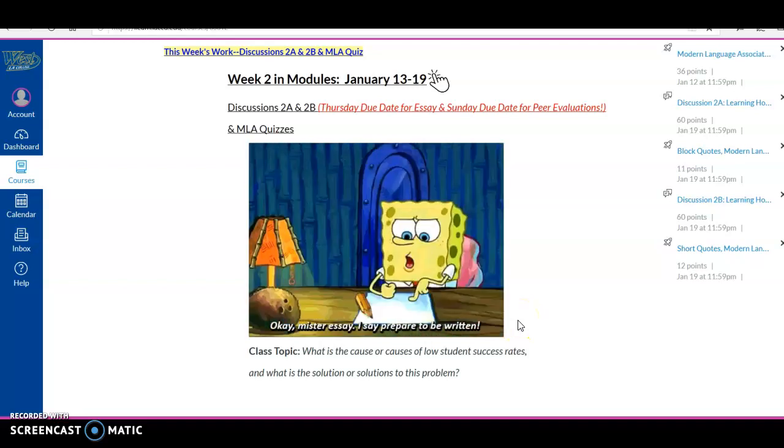We're learning to write an essay in which we support our contentions, our claims, with sources, people, and organizations we quote. And our class topic is what is the cause or causes of low student success rates, and what is the solution or solutions to this problem.